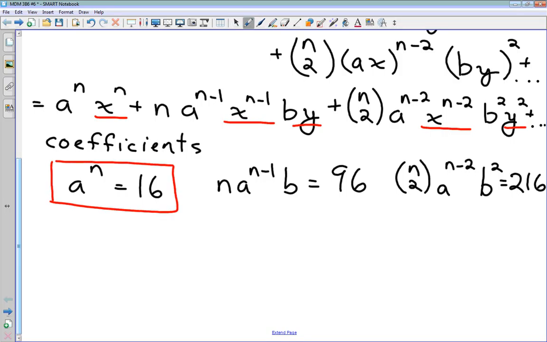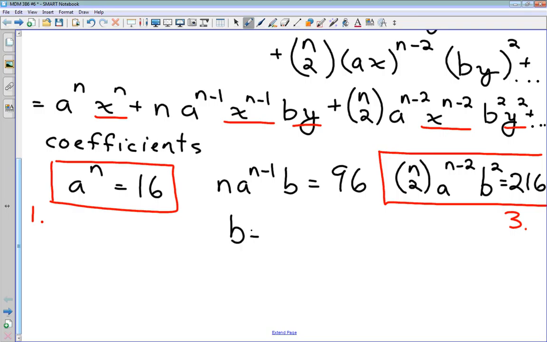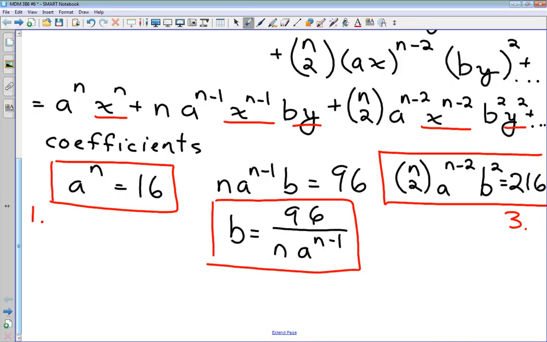Okay, I'm going to call this one number 1. I'm going to call this one over here number 3. And I'm going to make a little change to this one in the middle. In equation 1 we have a to the n equals 16, so we just have a on one side. I'm going to rearrange this middle equation to solve for b. So b is going to equal 96 divided by n a to the n minus 1. And that's what I'm going to use as equation number 2.